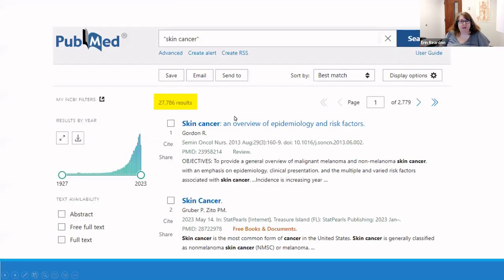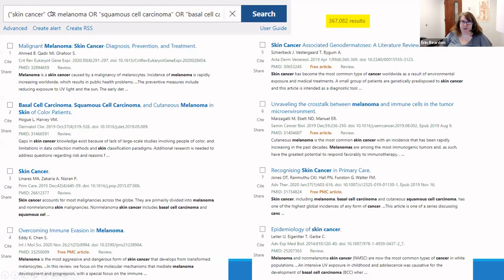So if we just look for skin cancer in PubMed, we've got about 28,000 results, we're only finding the exact phrase skin cancer. If we look for skin cancer or melanoma or squamous cell carcinoma or basal cell carcinoma, we've got a lot more results. And you can see that we are finding articles that are about all of those here in the results.